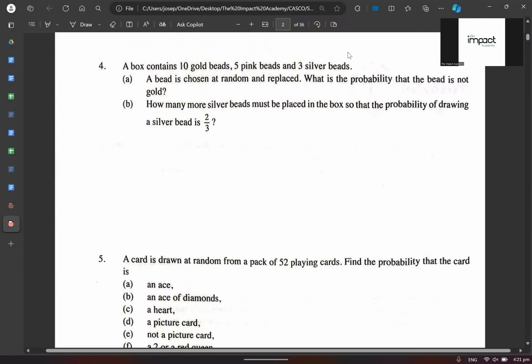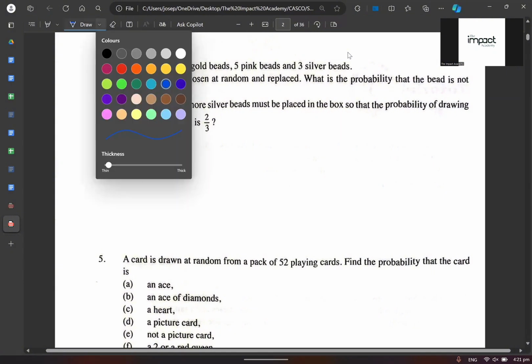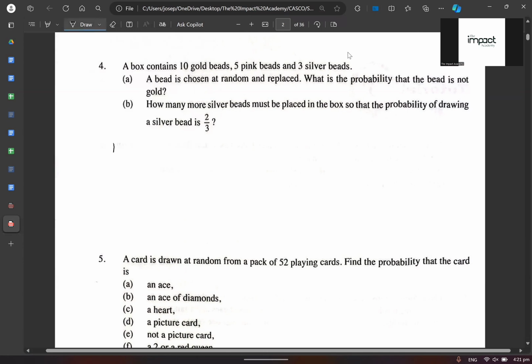Okay, so we can say that the total over here is how much? The total over here is basically 10 plus 5 plus 3. Agree so far? Okay, 18 is my total.